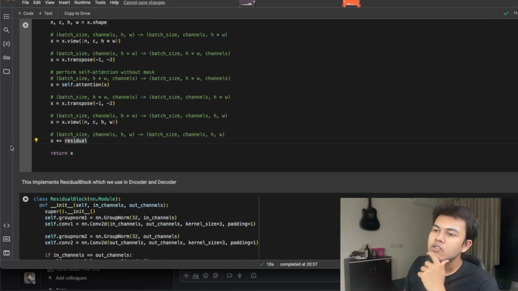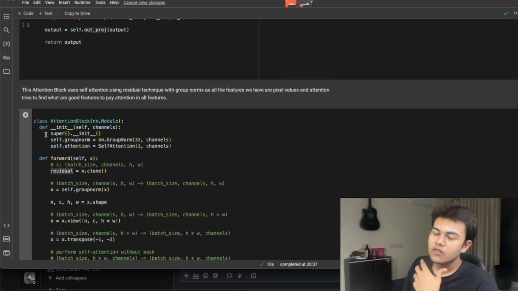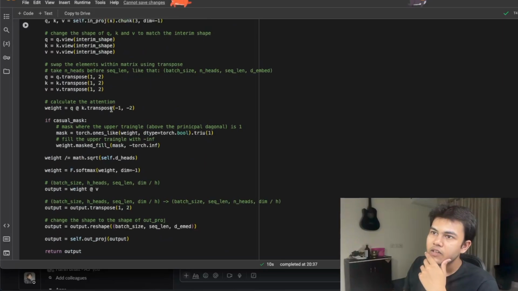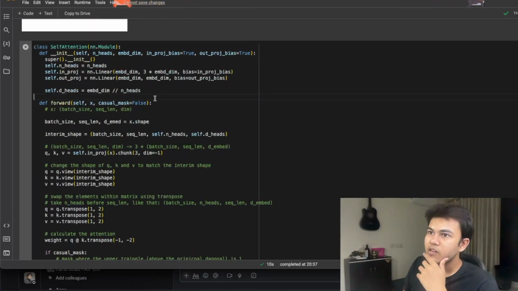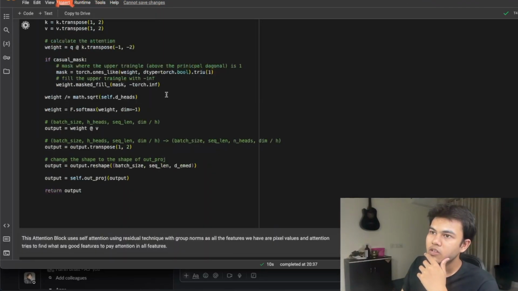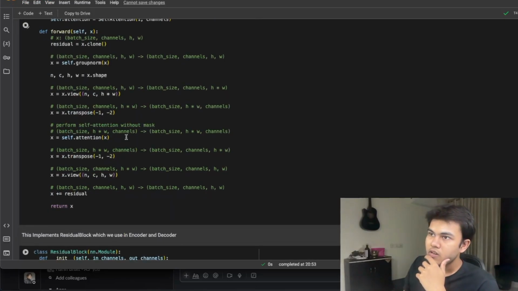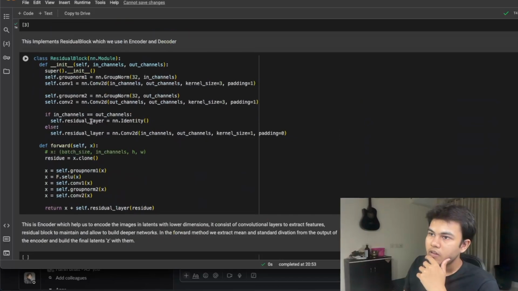Yeah, okay. So this was the attention block, and then I think I've called this one, yeah, and then I have to call this, and then we have the residual block specifically for the encoder and decoder.